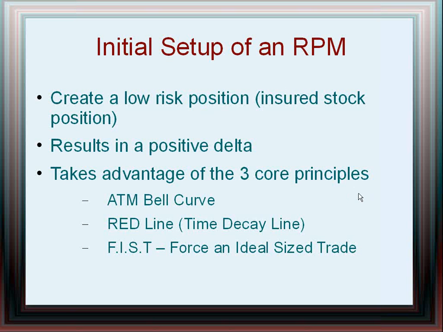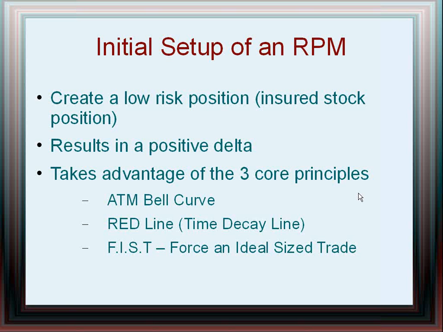All right, so what does this do? Well, it creates a low-risk position. In this PXP example, we have only a 5.5% at risk. We have an insured stock position. It results in a positive delta, and it takes advantage of the 3 core principles of radioactive trading.